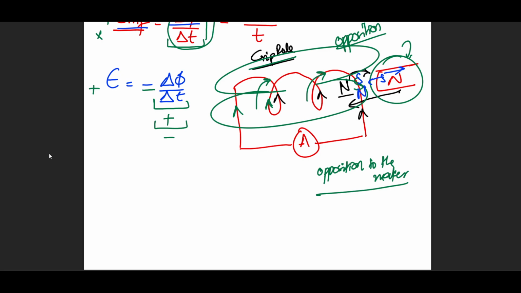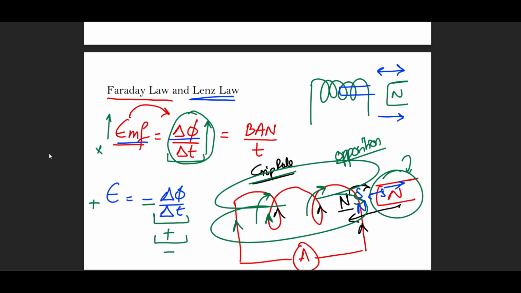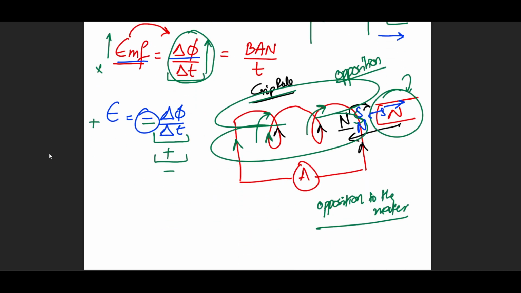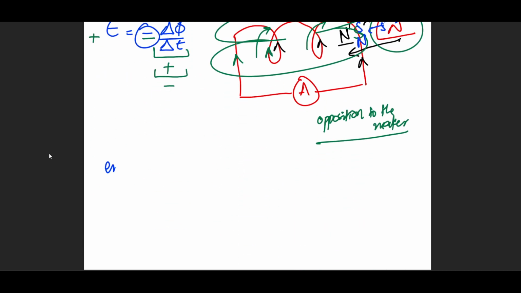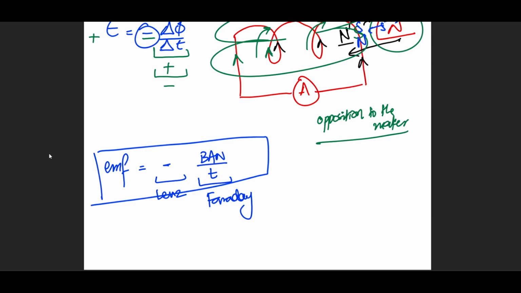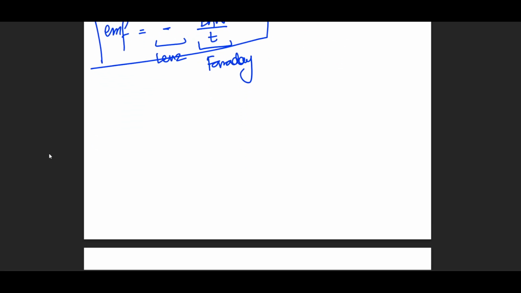This effect of opposition was introduced by Lenz in this equation as a negative sign. So if I write down the equation of induced EMF, that is equal to, let's say, BAN, or delta phi by delta t, this part is contributed by Faraday, and the negative part is contributed by Lenz, which makes this whole equation of induced EMF. Okay, this opposition will play a part in the graphical analysis, but not in the numerical so much.